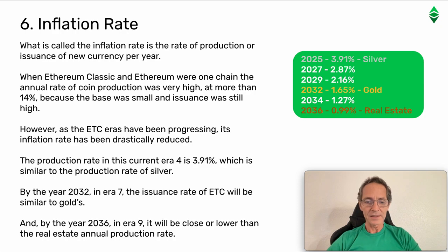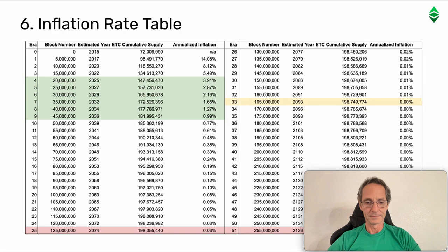The production rate in this current era, 4, is 3.91%, which is similar to the production rate of silver. By the year 2032, in Era 7, the issuance rate of ETC will be similar to gold's. And by the year 2036, in Era 9, it will be close to or lower than the real estate annual production rate.